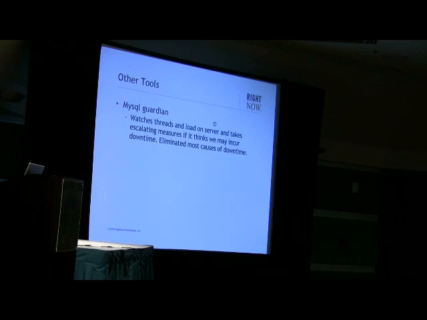Some of the other tools that we recently created, we have a MySQL Guardian script that watches the threads and load on the server and takes escalating measures if we think we may incur downtime. So the higher the threads get, the higher the load gets, the more proactive measures, so we don't have to have a DBA up all the time. Basically it takes care of most of the cases where someone would have to log into the machine to fix a load problem, eliminating most of our downtime.